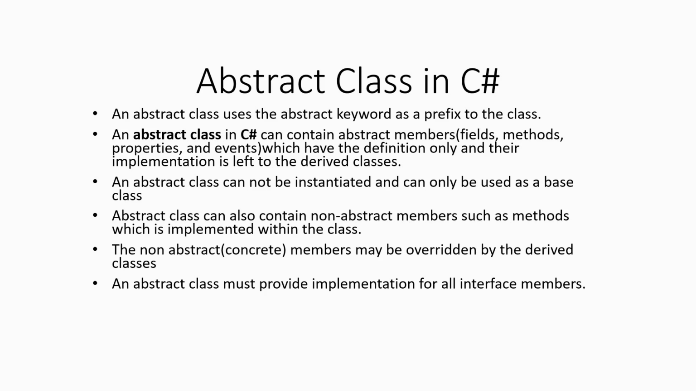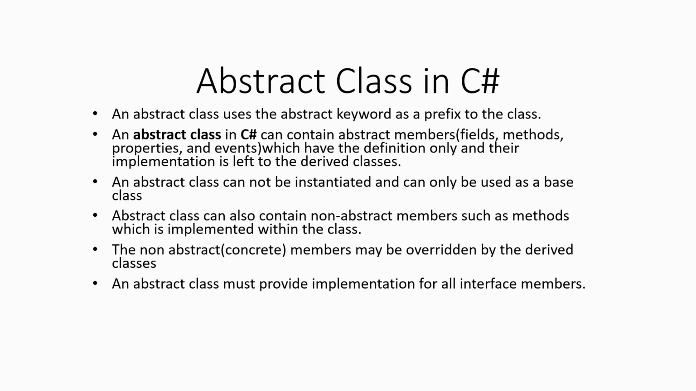So an abstract class cannot be instantiated and can only be used as a base class. An abstract class can also contain non-abstract members or concrete members, in other words, which is a more popular name, such as methods, which is implemented within the class. So it can also have abstract as well as non-abstract members.